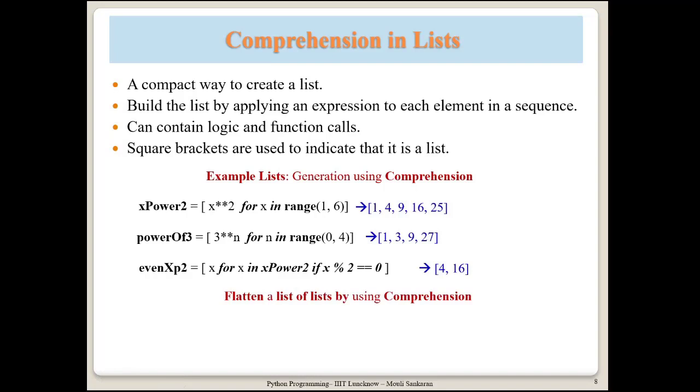Now, how do you flatten a list? Suppose you have a list of lists like this, how do you flatten it?